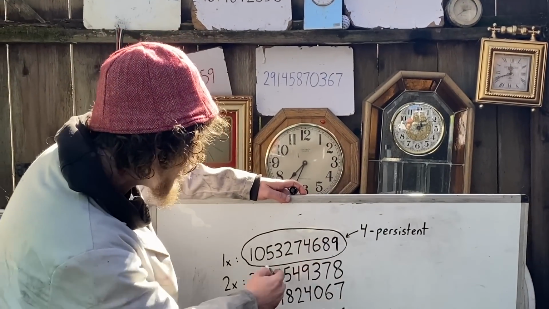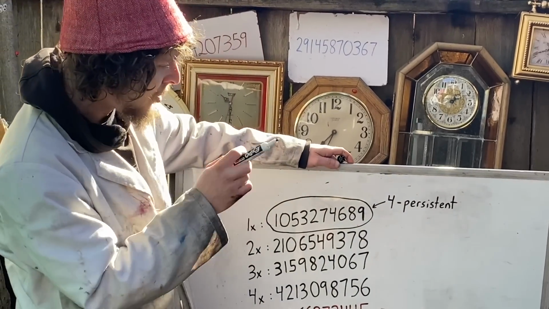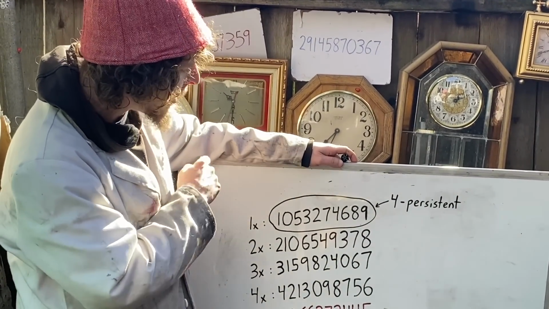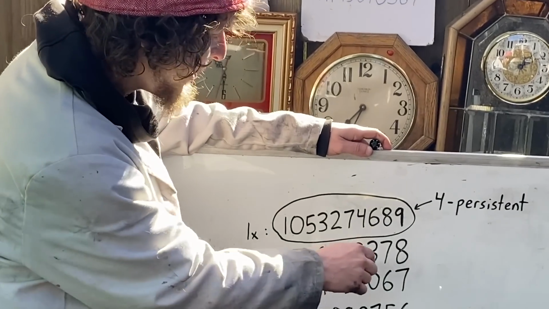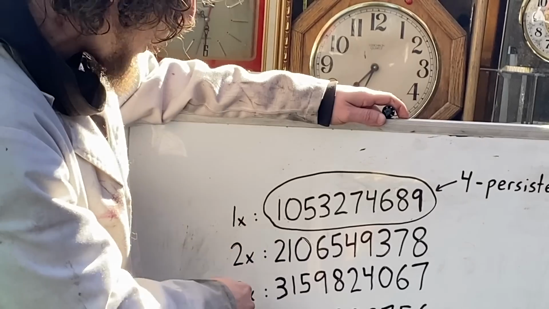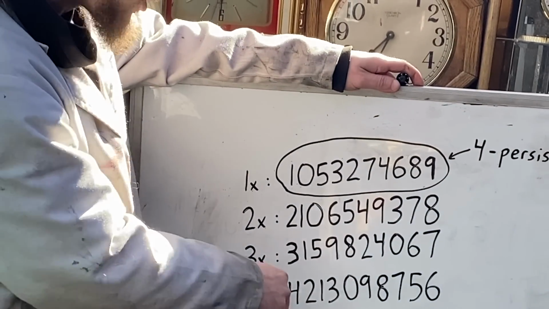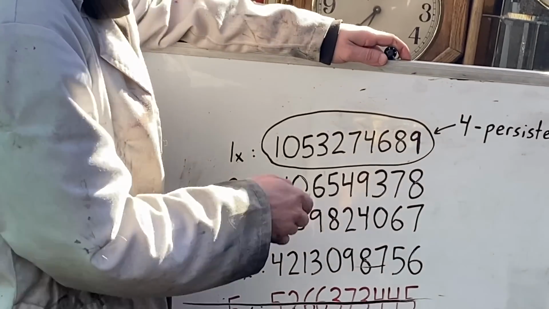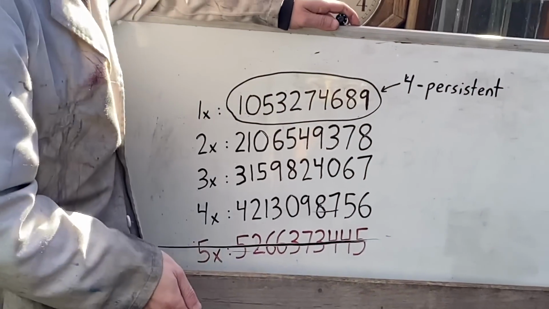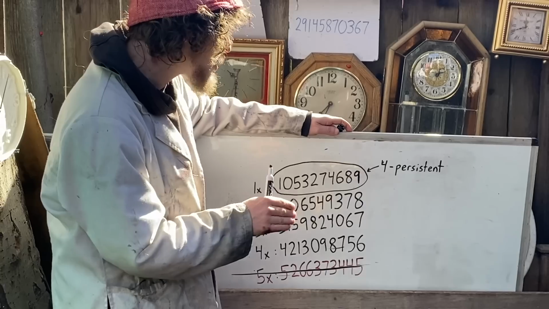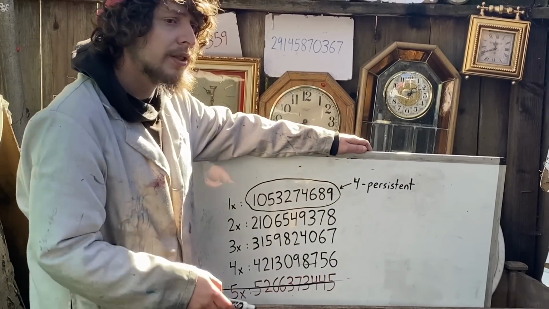But this number right here turns out to be what we could call 4 persistent in terms of this pandigital persistence. And what that means is that not only is it pandigital, but twice it is pandigital, or if we multiplied it by 3, thrice it is pandigital, or 4 times it is pandigital. But the number we get if we multiply it by 5 isn't pandigital, so it's not 5 persistent, just 4 persistent.